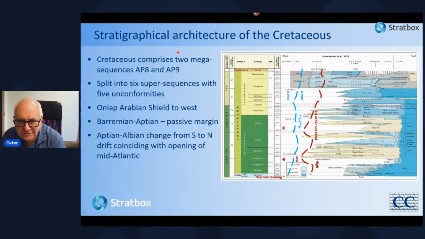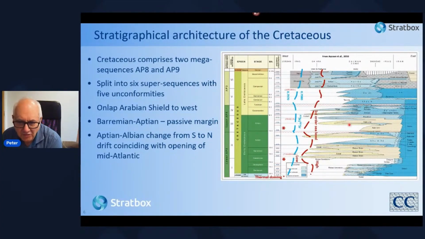So this is the stratigraphical architecture of the Cretaceous. This chronostratigraphic diagram really covers Iraq, and it's derived from the Geology of Iraq publication, Akrawi et al. 2010. And I've also added on the marine strontium isotope curve and the first order sea level curve schematically. And the Cretaceous comprises two megasequences, AP8 and AP9, and this has been split into 6 supersequences, each of which rests on a major unconformity.